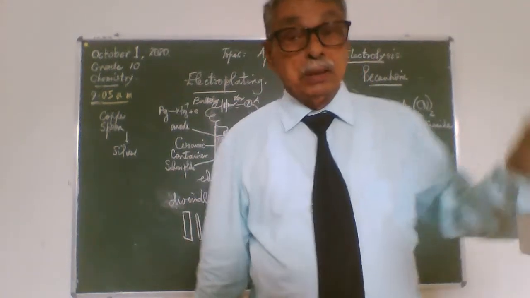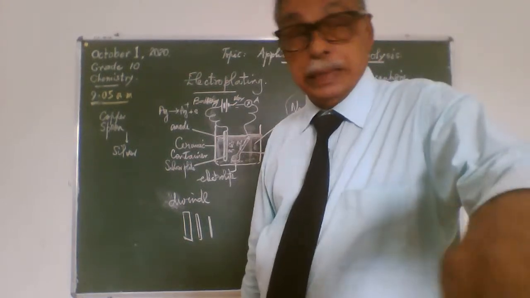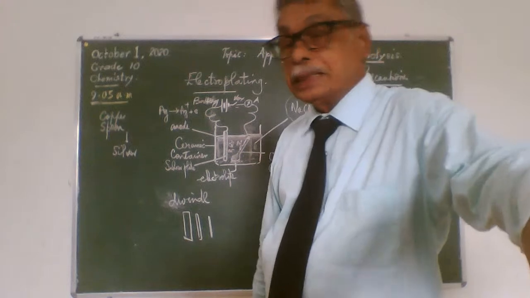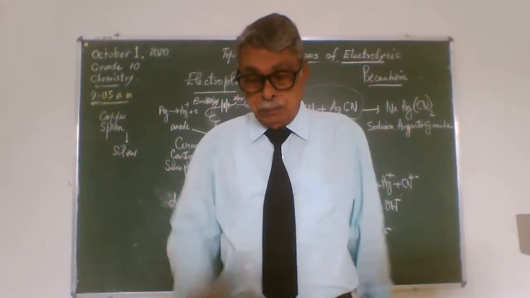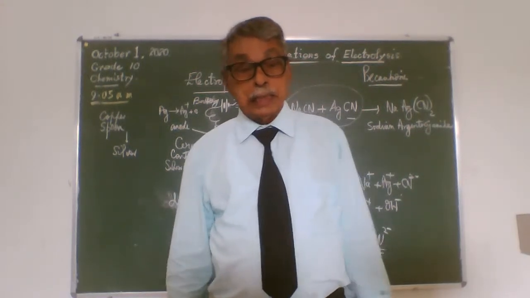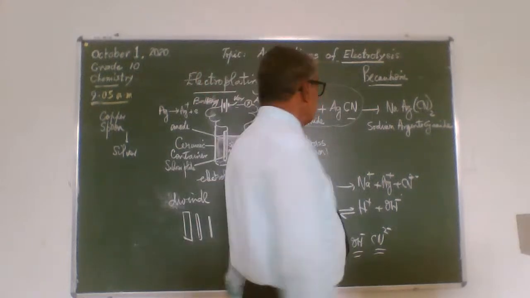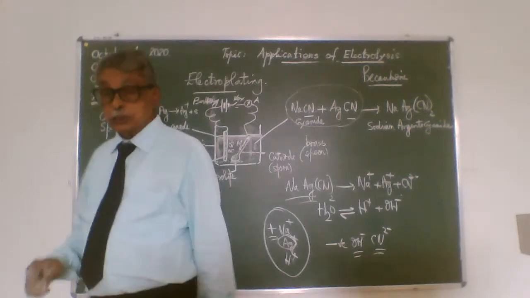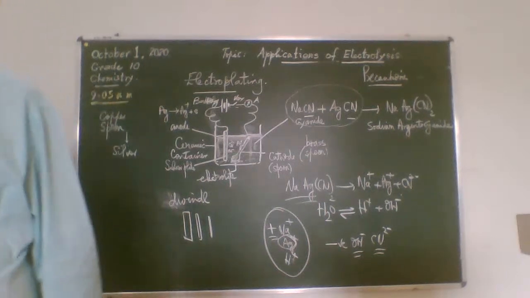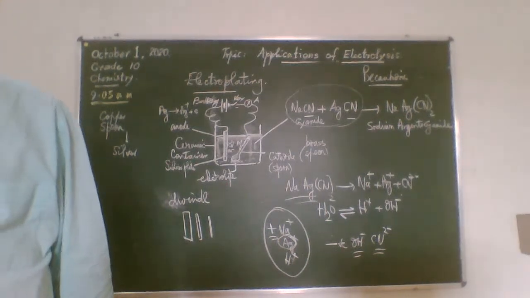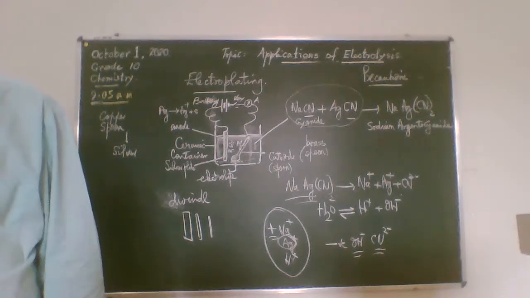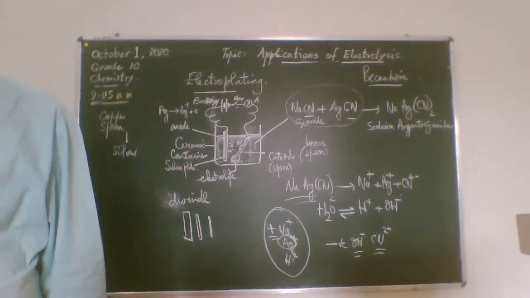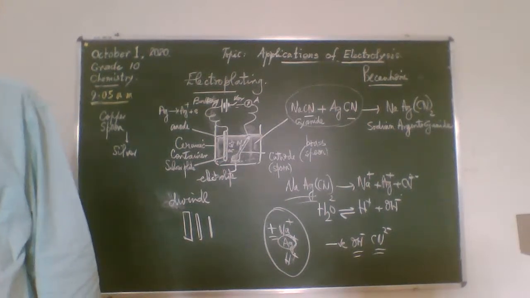Number two, the spoon to be plated should be cleaned very well before being used. How is it cleaned? First, it is cleaned in sodium hydroxide, NaOH solution, which can remove grease and other things. Then it is washed in dilute hydrochloric acid.